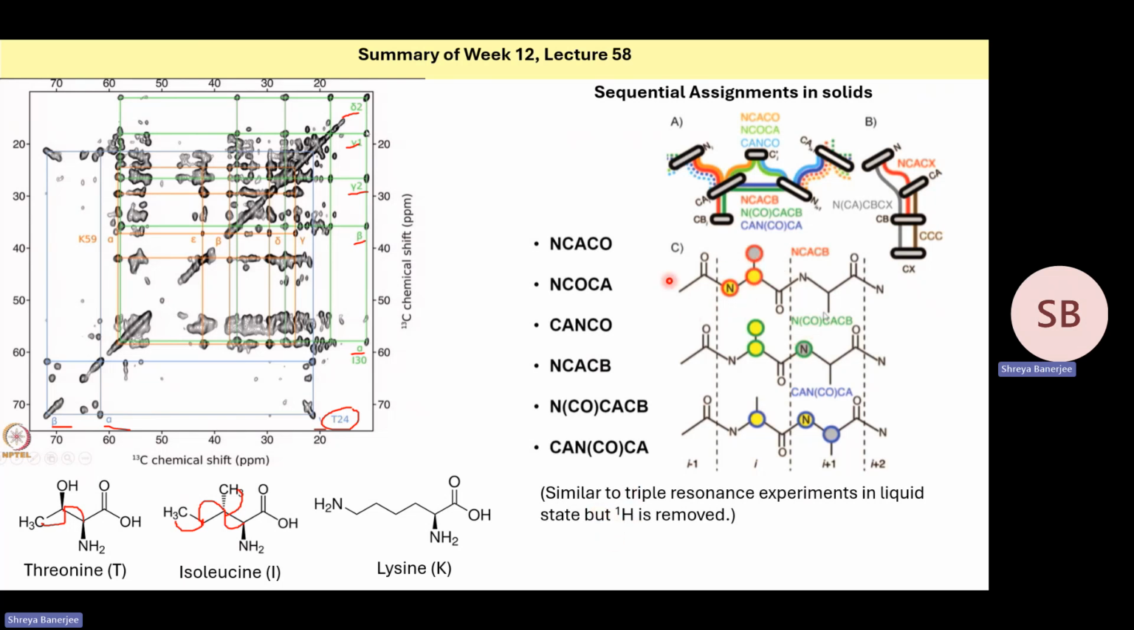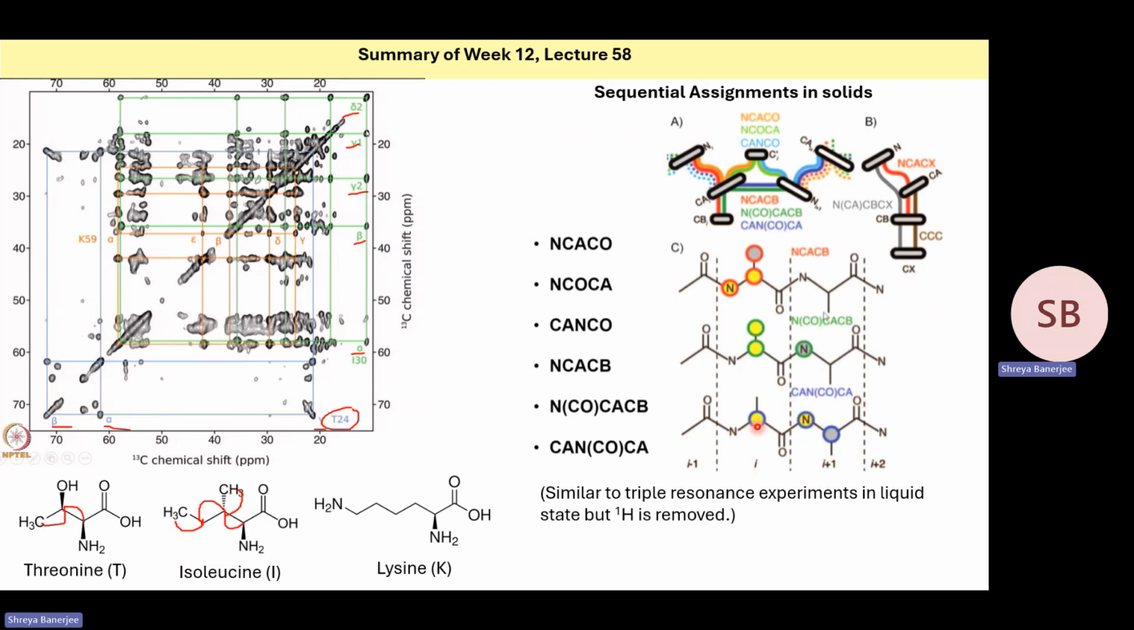So, for example, there can be an experiment like NCACB. So the magnetization is transferred from the amide nitrogen to the C alpha to the C beta. Or you can have NCOCACB. So from amide nitrogen, you are not detecting the carbonyl carbon, but you're just using it for transfer of magnetization. So NCO is in bracket because you're not detecting it. You're just using it to transfer the magnetization. And then you're going to C alpha and then C beta. Or you can have CANCOCA.